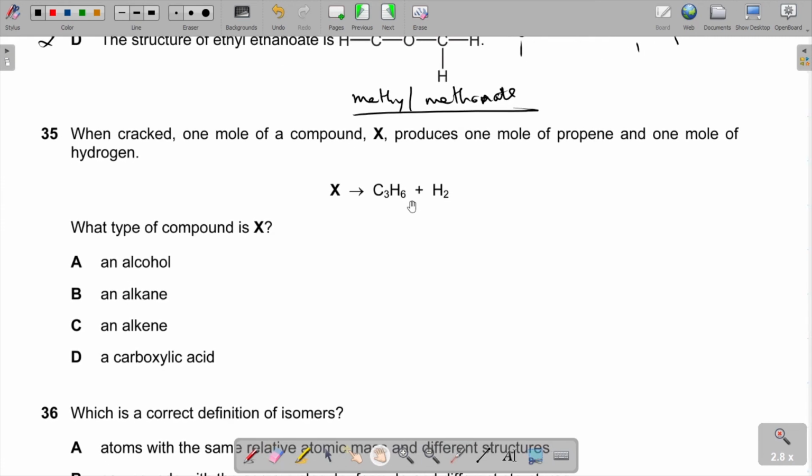When cracked, 1 mole of compound X produces 1 mole of propene and 1 mole of hydrogen. Okay. So propene. So it could be an alcohol because if we... Oh, it's catalytically cracked. So it produces an alkene and H2, and when it's cracked, it's definitely a larger chain alkane. So for 35, I believe the answer is going to be B because it's got to be a larger chain alkane.